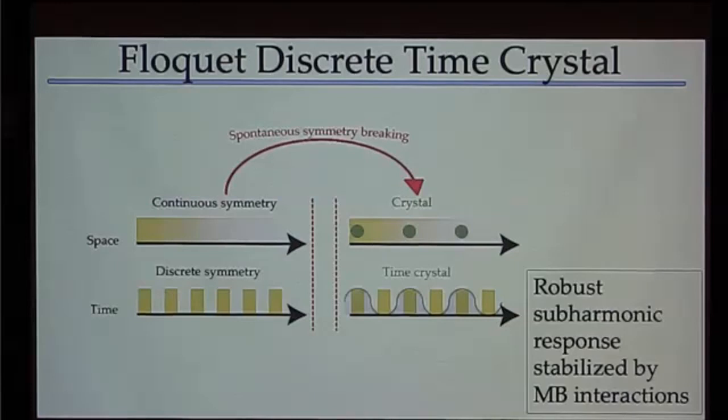Because of several no-go theorems, we cannot do the same with continuous time translational symmetry, but we can break discrete time symmetry. If you have a Floquet system with a drive at a certain frequency, and you want to observe a time crystal, we look for a robust subharmonic response, meaning that even if a perturbation is applied, we still see it. A robust subharmonic response that is also stabilized. It's not fine-tuned. So it's robust and it's stabilized by many-body interactions.